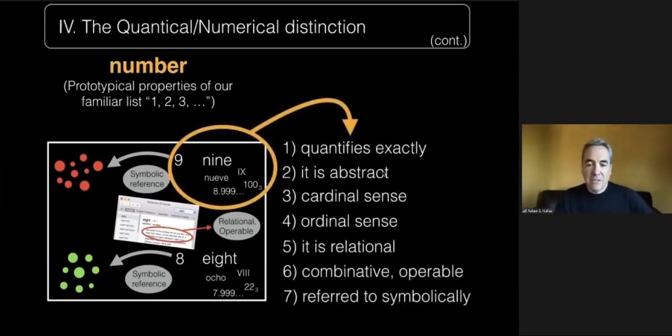They are abstract because they transcend the perceptive modality. If it's acoustic, you can count tones. If it's visual, you can count dots, for example. In that sense, it's abstract. It has a cardinal sense. It has an ordinal sense. And when you count, it is relational. Combinative and operable. So you generate new numbers by combining other numbers.